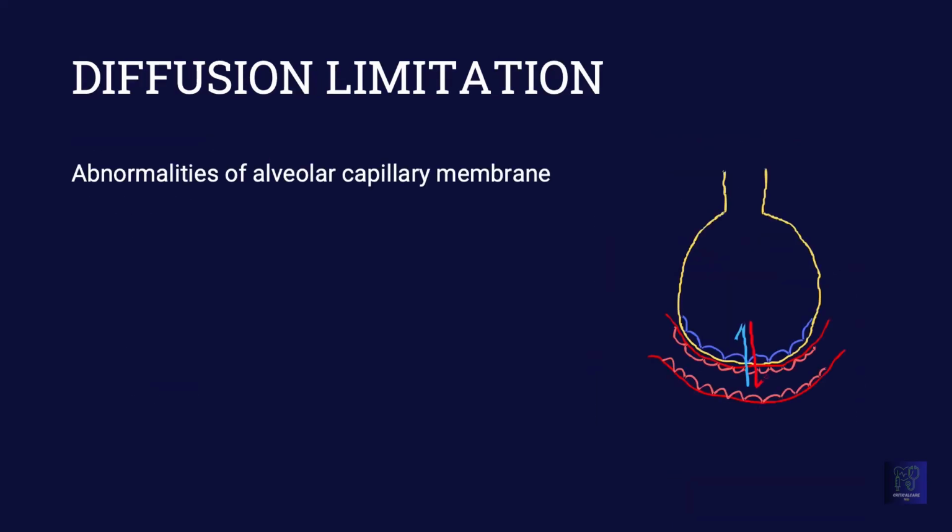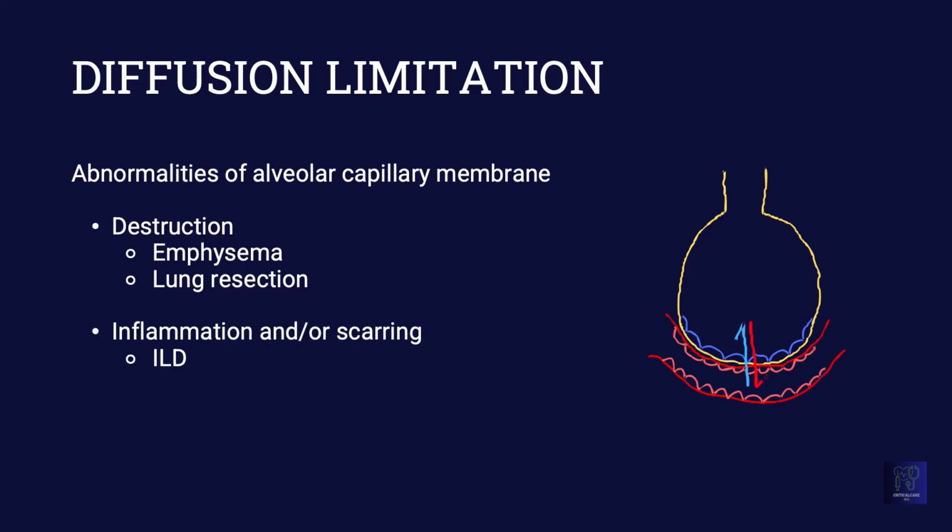Next concept is diffusion limitation. This is basically abnormality of the pulmonary alveolar capillary membrane. It can be destroyed in conditions like emphysema or lost in conditions like lung resection, or it can be damaged due to inflammation and scarring in conditions like interstitial lung disease. Usually the interstitial lung diseases have a lot of physiologic overlap with VQ mismatch and shunt physiology, though there can be impairment due to diffusion limitation as well. So clinically this is somewhat less important, but importantly, the VQ mismatch and shunt physiology are the things we need to understand.